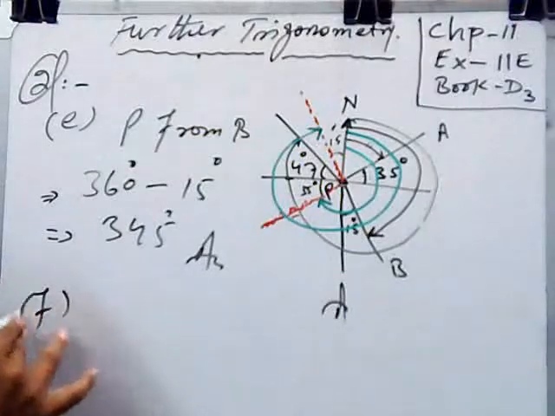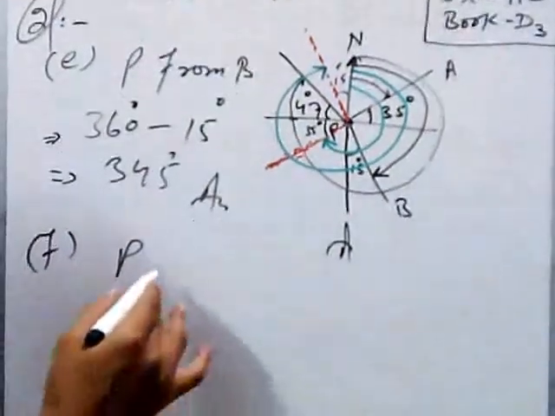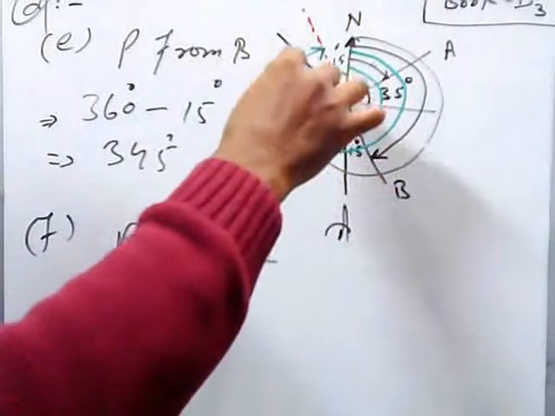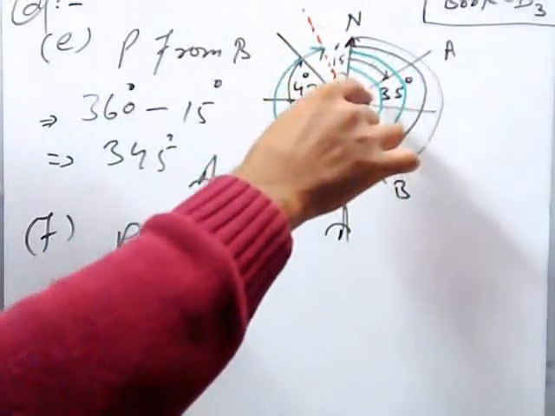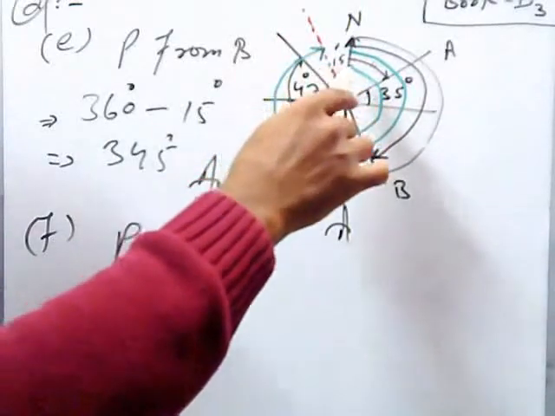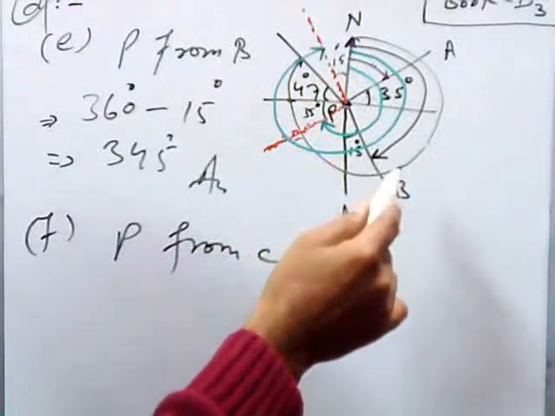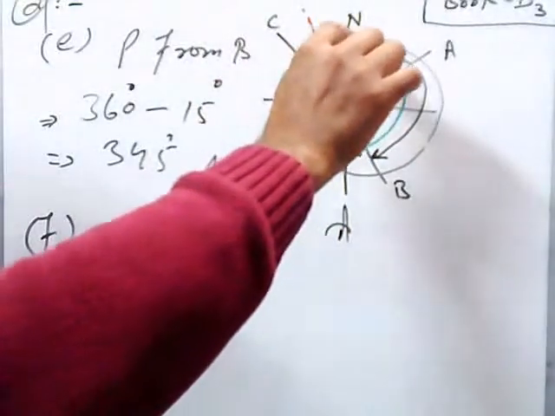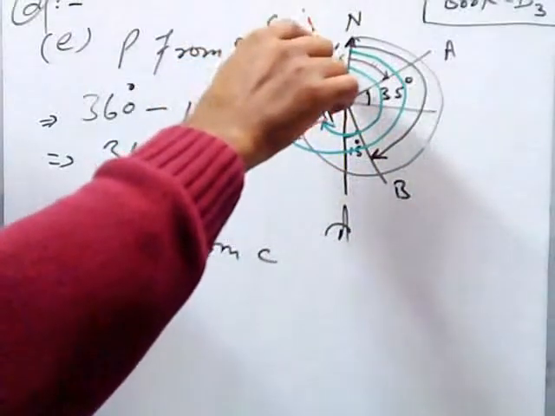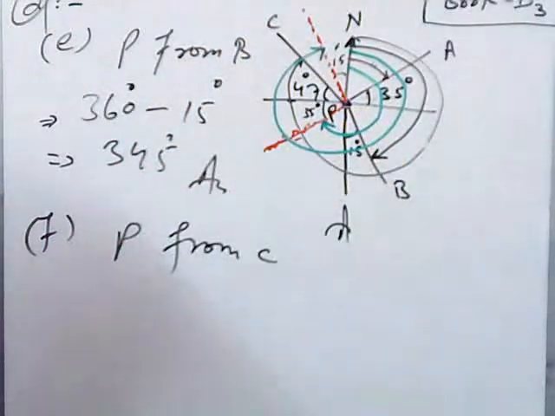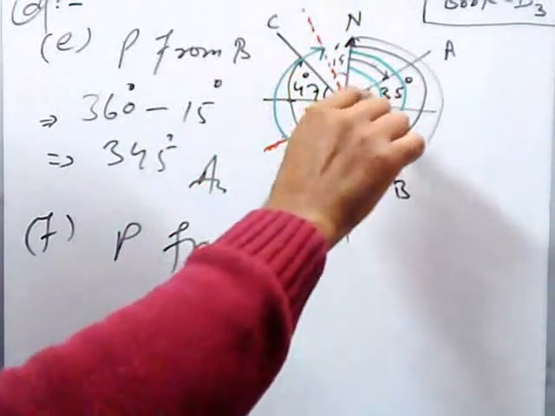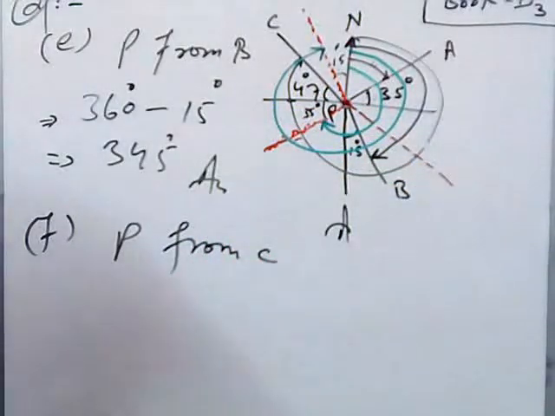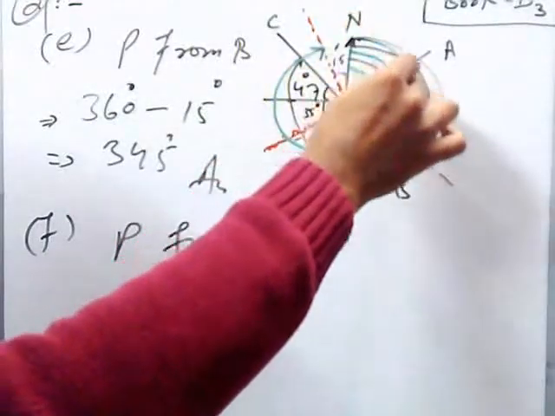Similarly, if I say part F, P from C, so C to P is impossible, so it is P from C. Where is C? C is actually this point, so I have to draw in clockwise direction up to C, or rather what is the reflex of C, we have to draw first the reflex of C, because we cannot move in anti-clockwise, so the reflection of C is like this, so that is your reflex angle. So start from the same methodology and come up to here.